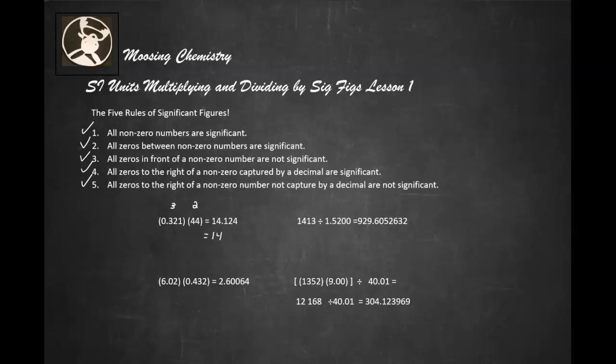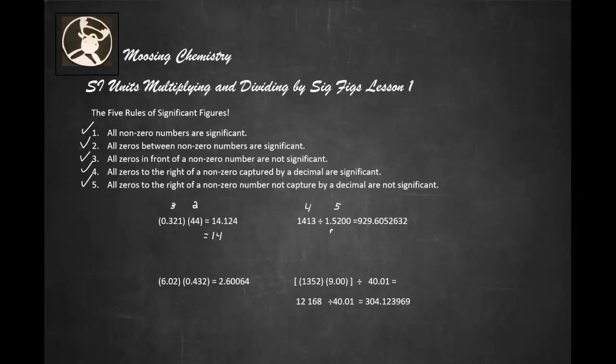So let's look at the second problem here. We have 1,413 divided by 1.52000. Okay, well, in the first number, we have 4 sig figs here. There are 4 sig figs there because all non-zero numbers are significant. And in the second number, we have 5 sig figs. Yep, we have 5 sig figs. So all the non-zero are significant, plus those zeros on the end are significant because all zeros to the right of a non-zero number captured by a decimal are significant. And there's definitely a decimal right here.